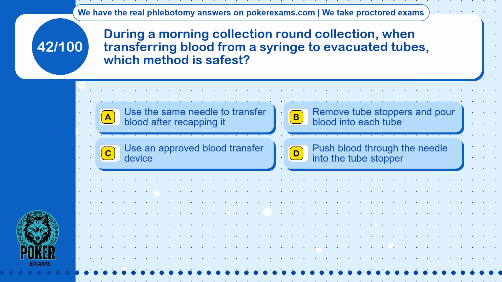Question 42. During a morning collection round, when transferring blood from a syringe to evacuated tubes, which method is safest? Option A. Use the same needle to transfer blood after recapping it. Option B. Remove tube stoppers and pour blood into each tube. Option C. Use an approved blood transfer device. Option D. Push blood through the needle into the tube stopper.